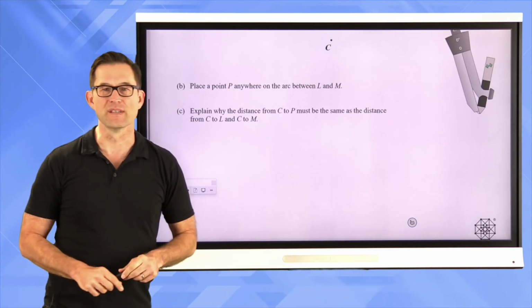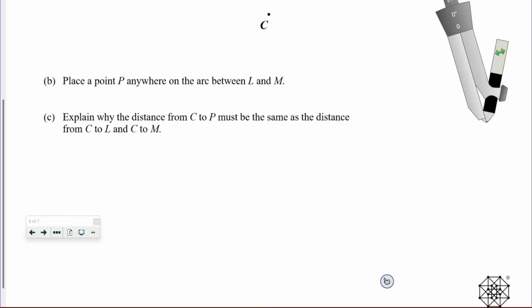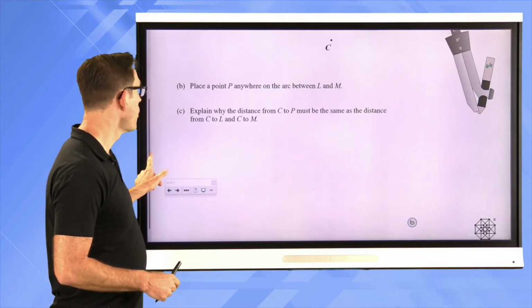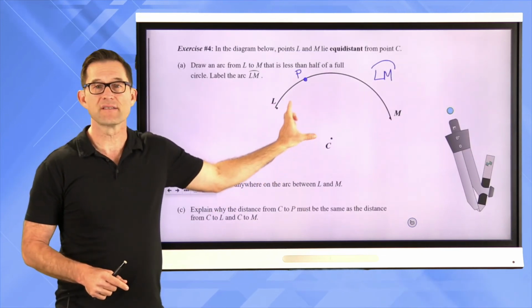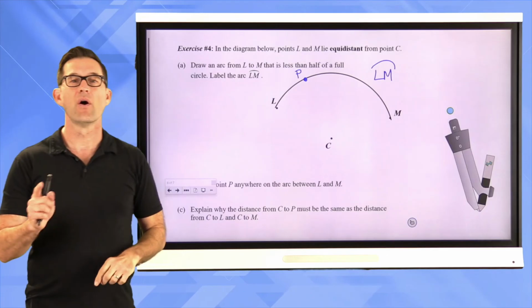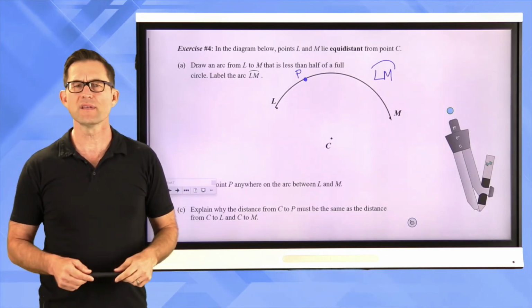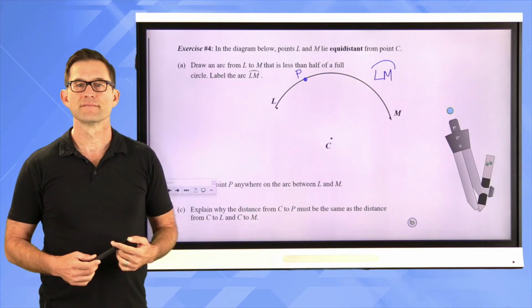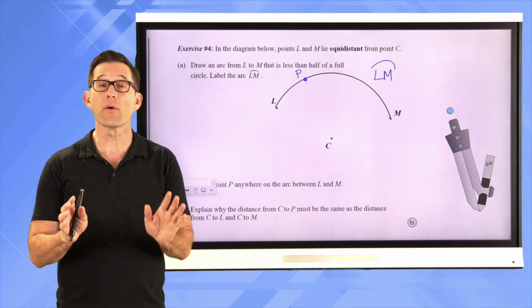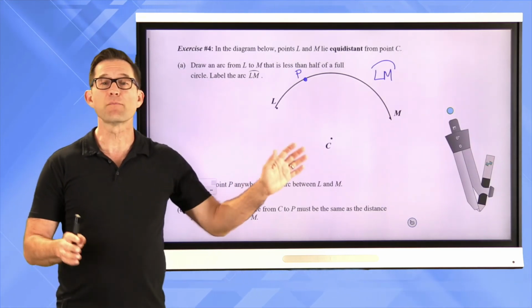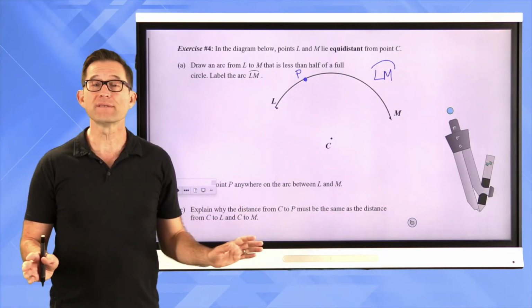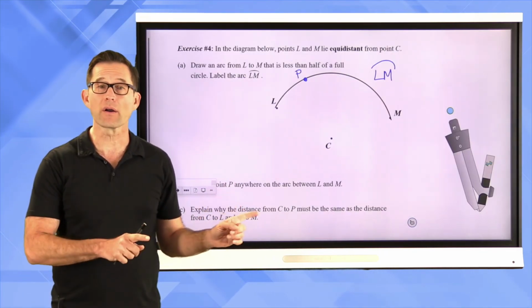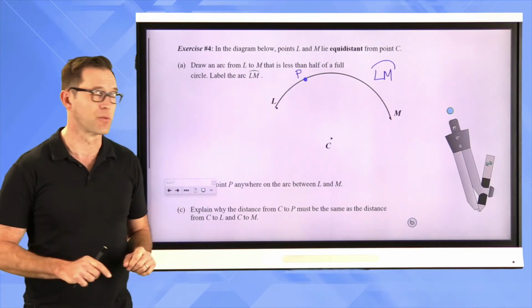Okay, now let's take a look at letter C. Explain why the distance from C to P must be the same as the distance from C to L and C to M. Great. So why must that distance, and that distance all be the same? Pause the video now and see if you can write something down. All right, well, it's really simple. And again, it's very important. An arc is part of a circle. And all points on a circle, and therefore on an arc, are equidistant from the center point.